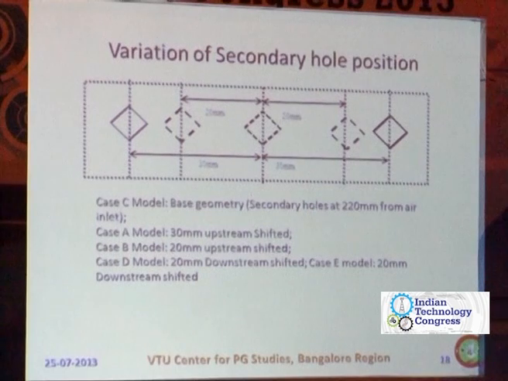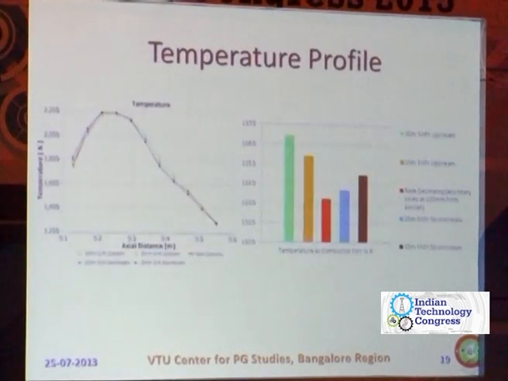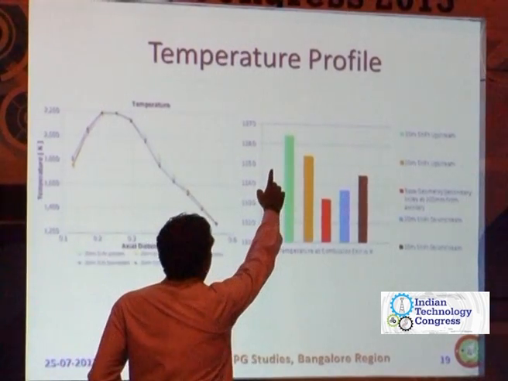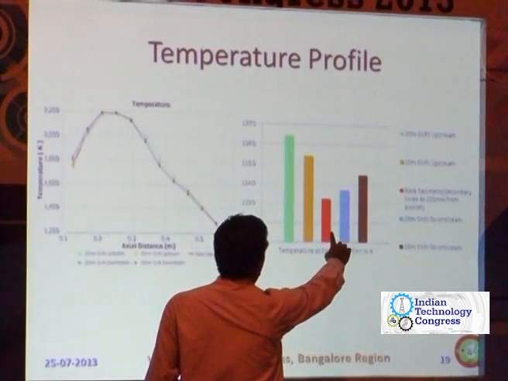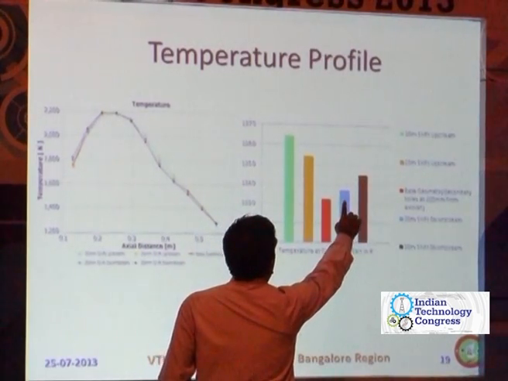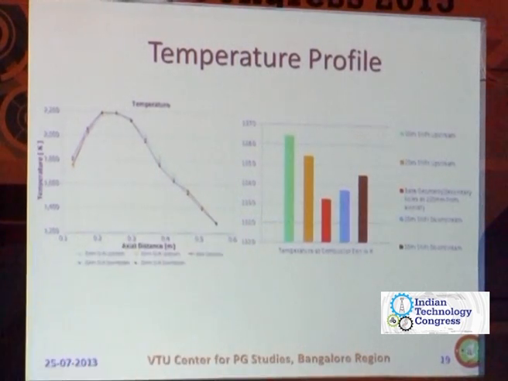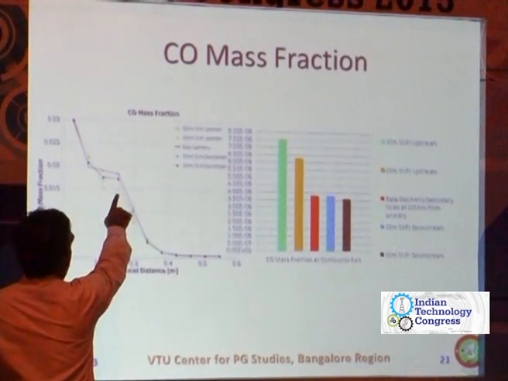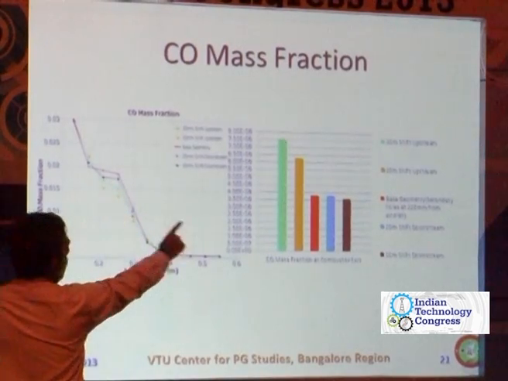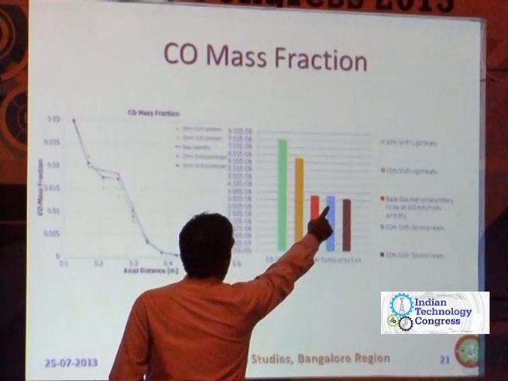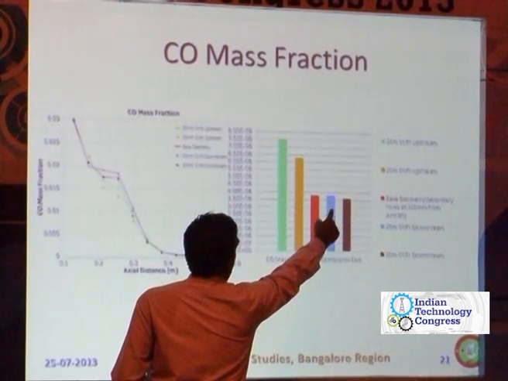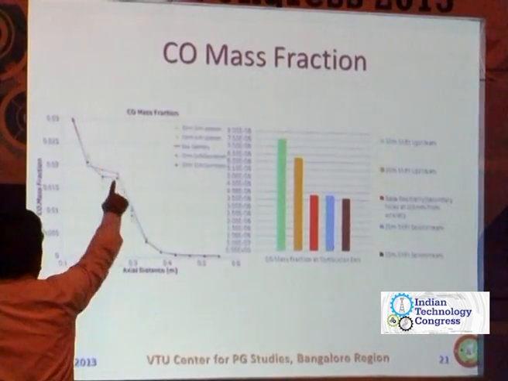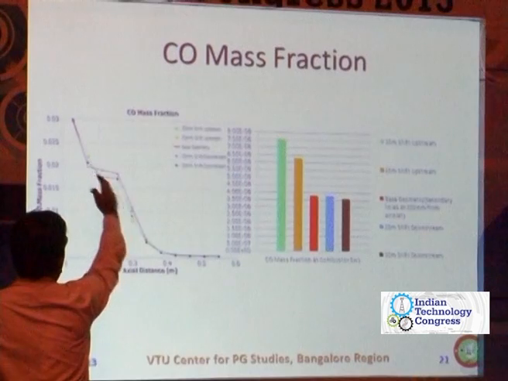In the second section, I have varied the location of the secondary holes, by 30 mm, both upstream and downstream. Here we see that as we moved upstream, the temperature increased. At the downstream, it increased slightly to a smaller level. If you see this column, the upstream case provided a higher temperature, but at the exit, we see that the 20 mm downstream provided less carbon. This is because this is the primary zone, because the 20 mm comes under the primary zone. This is under the secondary zone.